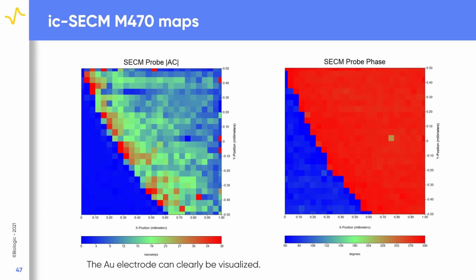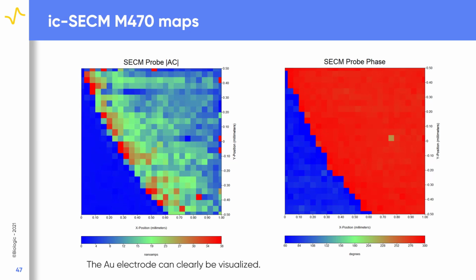As mentioned, the vibration of the probe results in an AC signal. The resulting AC current magnitude is shown on the left. The gold electrode can clearly be visualized. On the right, we see the resulting AC probe phase.